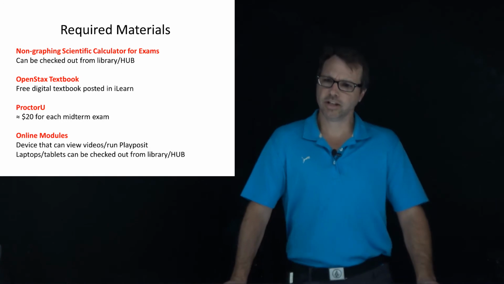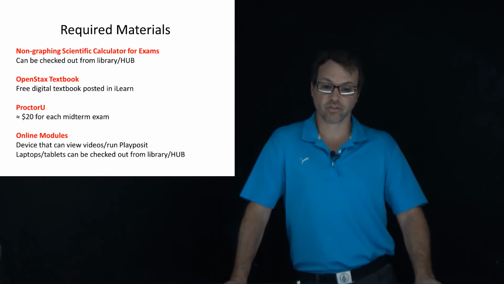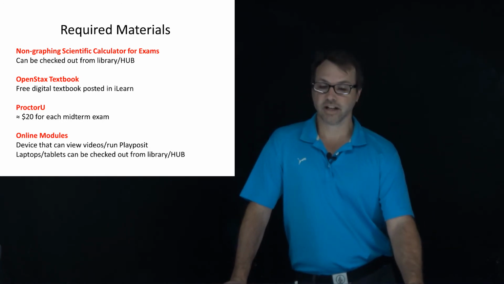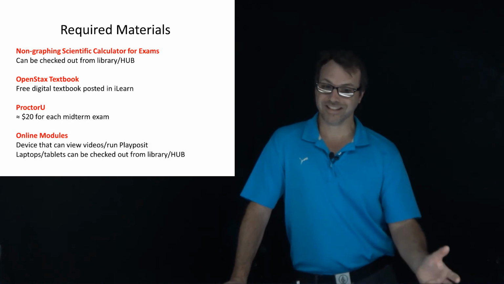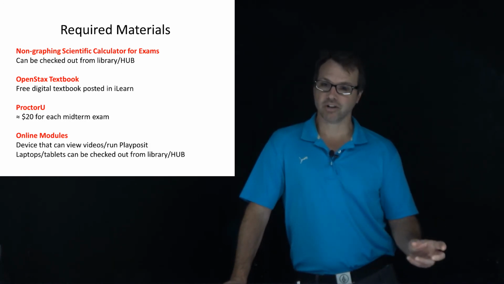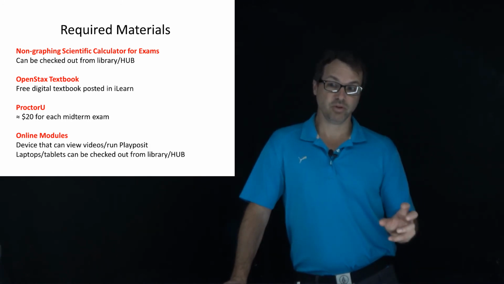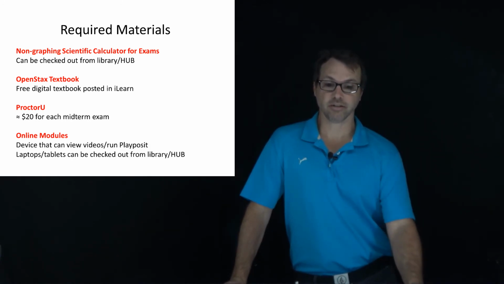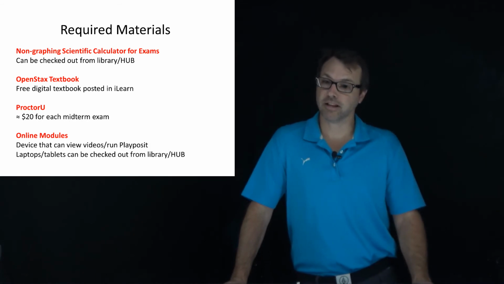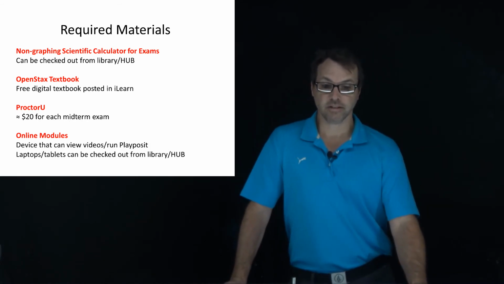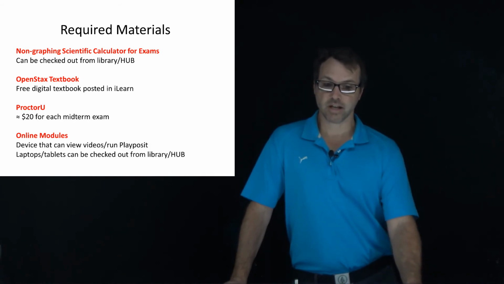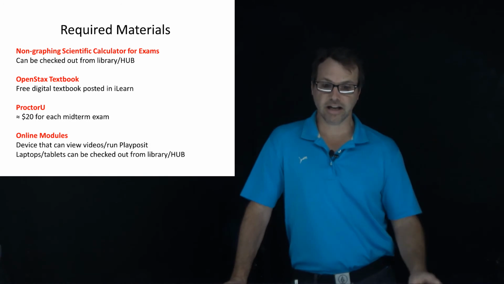Okay, so what do you need to then complete this hybrid course? So as with all of our lectures or Chem 1A courses, you need a non-graphing scientific calculator for the exams. For the online modules and your homework, you can use any kind of calculator you like, but for the exams, you do need a non-graphing scientific calculator. If you don't have one, you can check those out from the library or the hub. You'll need the OpenStax textbook. So this is a free digital textbook that you can download as a PDF that's provided in iLearn.